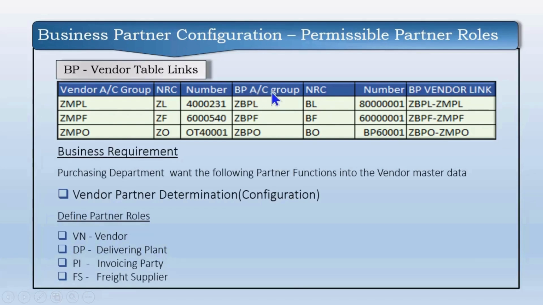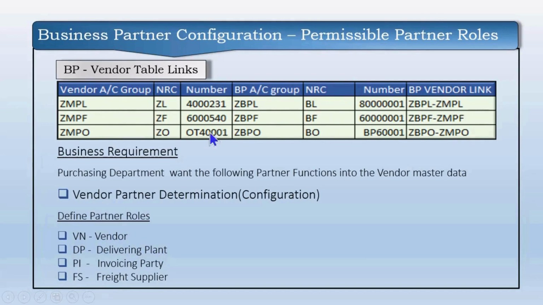And then we have created BP groups for the 3 different suppliers. And then we created number range codes for the BP grouping, and we assigned 3 different numbers for those BP groupings. This is the configuration for the BP role. And then finally, we link the BP grouping with the vendor account grouping. This is how you establish the link between the vendor account group and the business partner role group. So this is how you integrate.